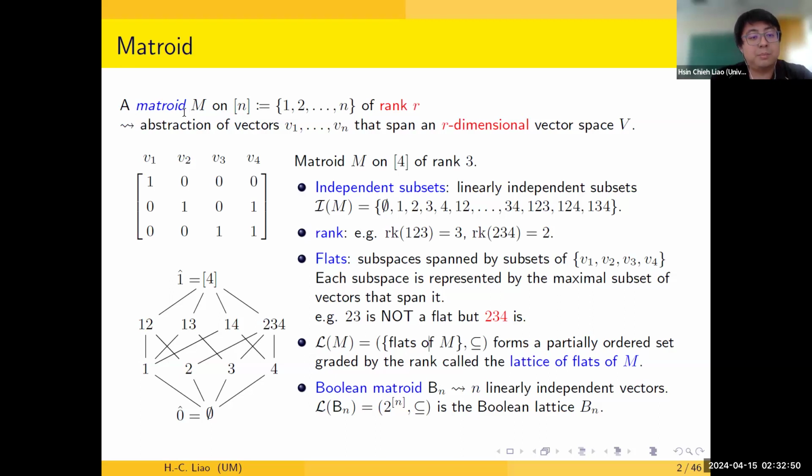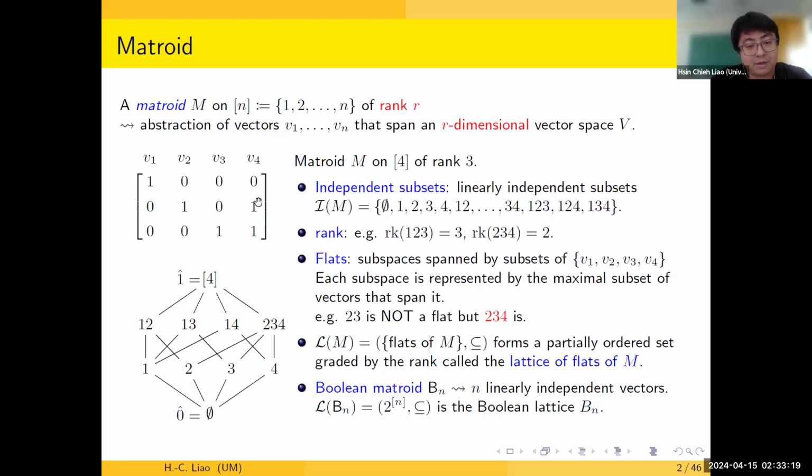A matroid M on the ground set 1 through n of rank r, you can think of it as an abstraction of vectors v1 through vn that span an r-dimensional vector space. For example, the column vectors of this matrix, v1 to v4, form a matroid on the set 1, 2, 3, 4 of rank 3.